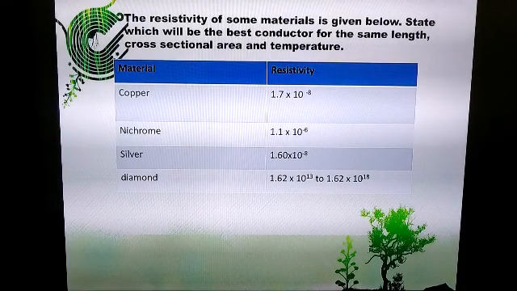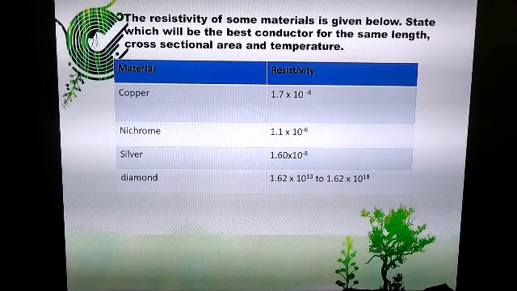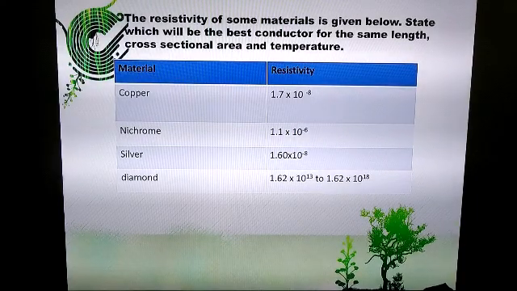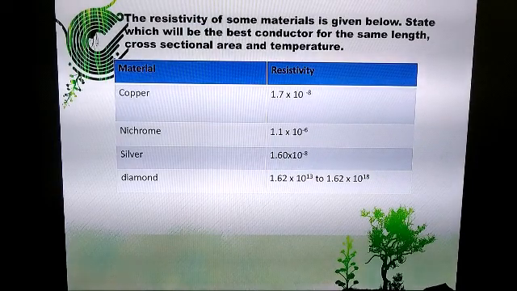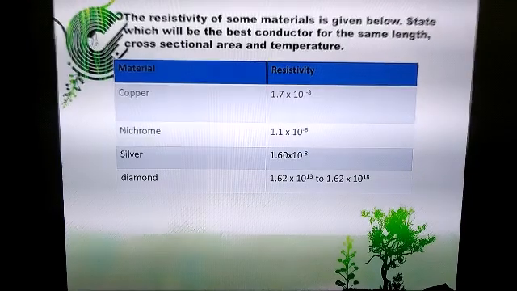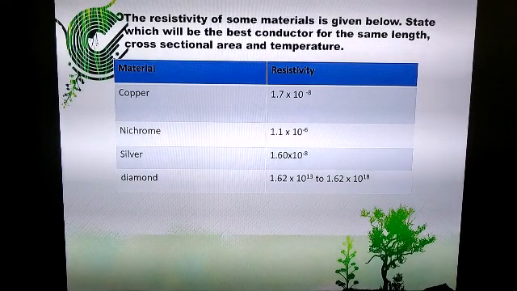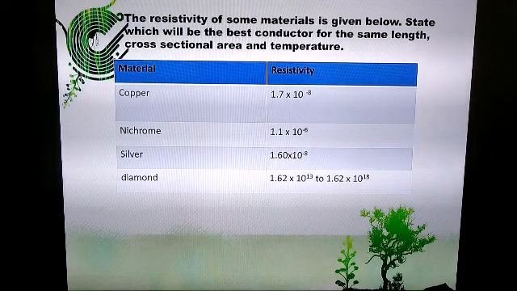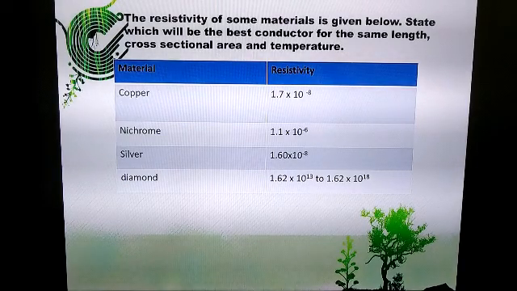Let's take up the second activity based question. Here you can see there are some materials given in tabular form and their resistivity is given. As I said, resistivity for a given material is a constant value. For example, copper has a resistivity of 1.7 into 10 raised to minus 8 ohm meter, nichrome 1.1 into 10 raised to minus 6 ohm meter, silver has a resistivity of 1.6 into 10 raised to minus 8 ohm meter, and diamond has a very high resistivity in the range of 1.62 into 10 raised to 13 to 1.62 into 10 raised to 18 ohm meter.